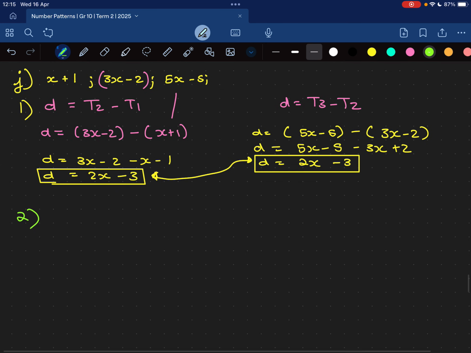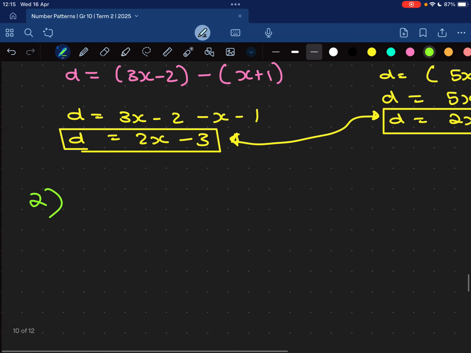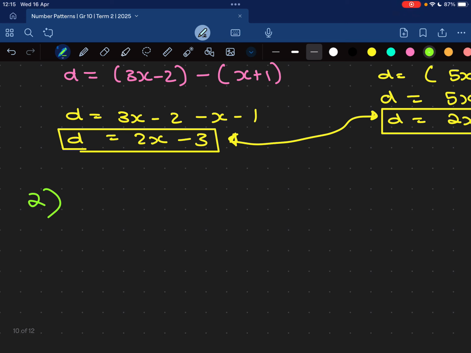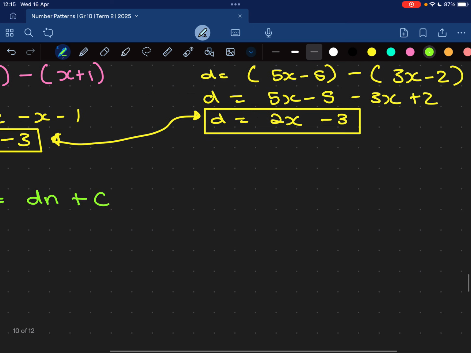Then number 2 says find the nth term in terms of x. Okay, so they want the nth term. So don't get overwhelmed. We start with the basics. We know that Tn is equal to dn plus c. What we're trying to find is c, since we already know the common difference, which is 2x minus 3. So we can find c now using that formula T1 minus d, isn't it?